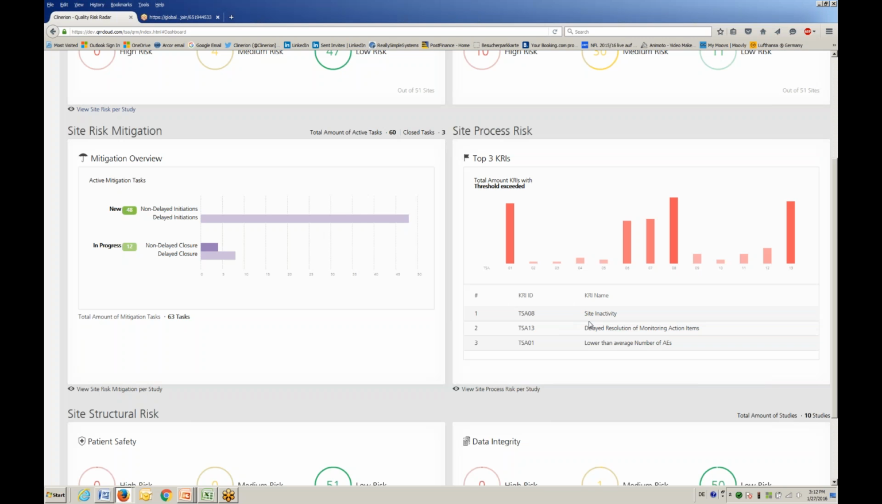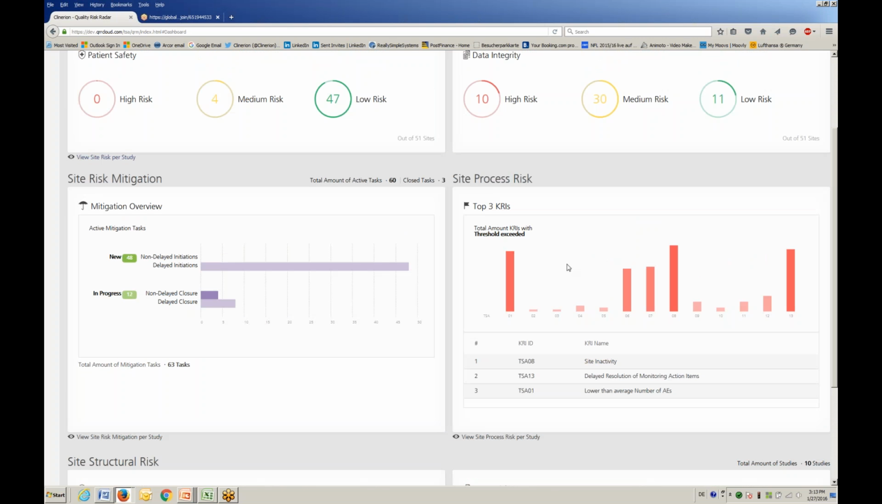And in this example here, it's showing you that the worst offender, so to speak, is the site inactivity KRI, followed by a delayed resolution of monitoring action items, and subsequently this lower than average number of adverse events. And so with these 3 basic risk components, you as a study manager immediately get a quick overview and some guidance into where the problem areas are, or at least the indications of risk associated with that. And then from there, you're well positioned to drill down and find out more details.